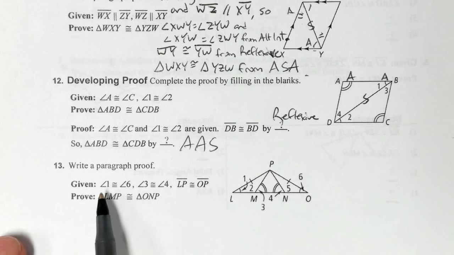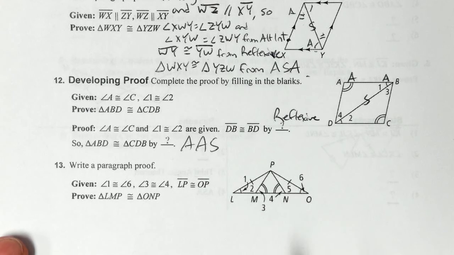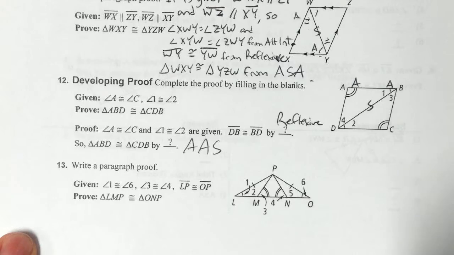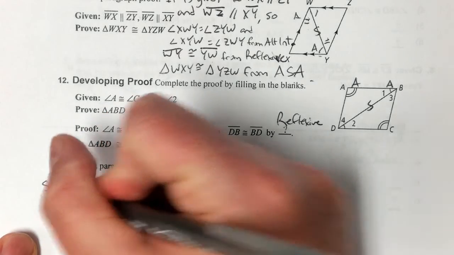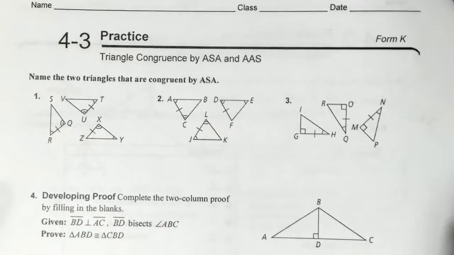Okay, we're going to skip number 13 because there are 3 smaller triangles than overlapping ones and the big one. So I'm going to skip 13. Okay, now let's go to the reteaching part. The practice part.